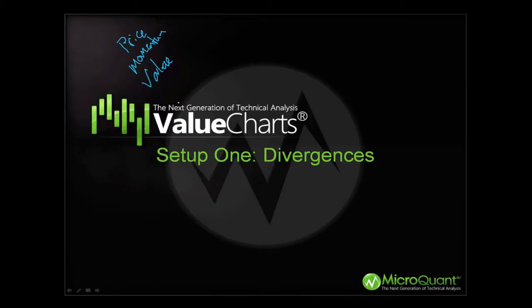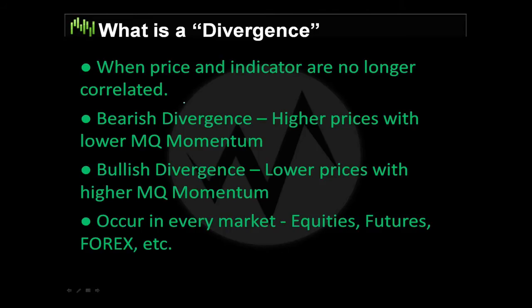So here's the first setup that I trade. One of my favorites, these are divergences, both bullish and bearish. So what is a divergence? Divergence occurs when the price and the indicator are no longer correlated. So a bearish divergence happens when you have higher prices, so the market has gone up, but your indicator puts in a lower high. So prices are putting in a higher high, your indicator a lower high. So it's a bearish divergence.